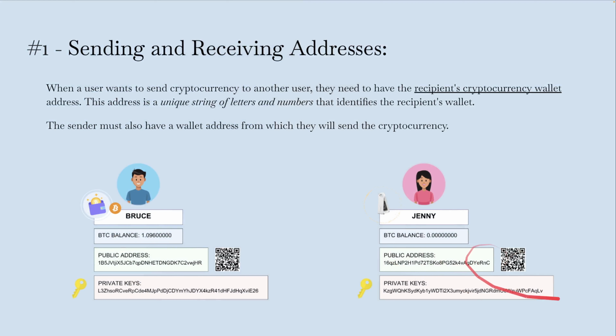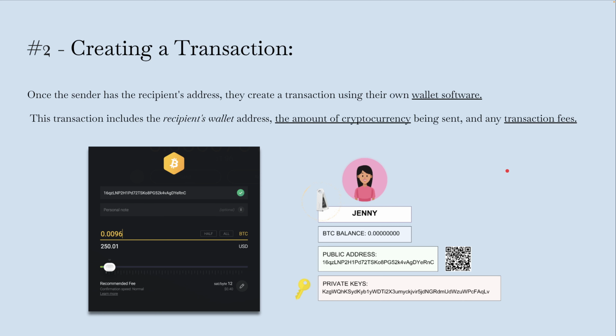You can either scan the QR code, and by the way, this QR code just represents this string of letters and numbers, okay? So this address is a unique string of letters and numbers that identifies the recipient's wallet, okay? So that's what we're gonna do right here. Once the sender has the recipient's address, they create a transaction.